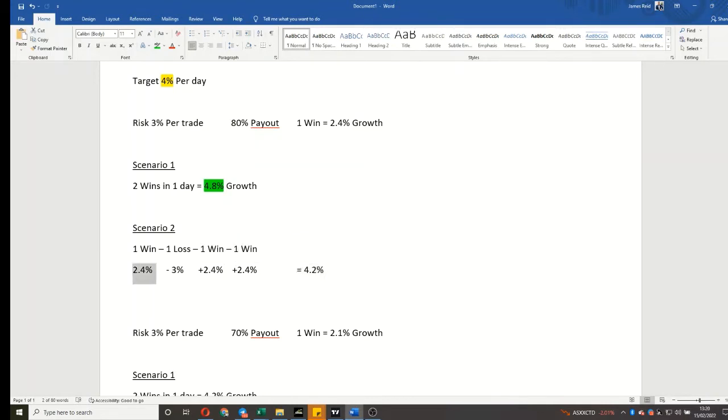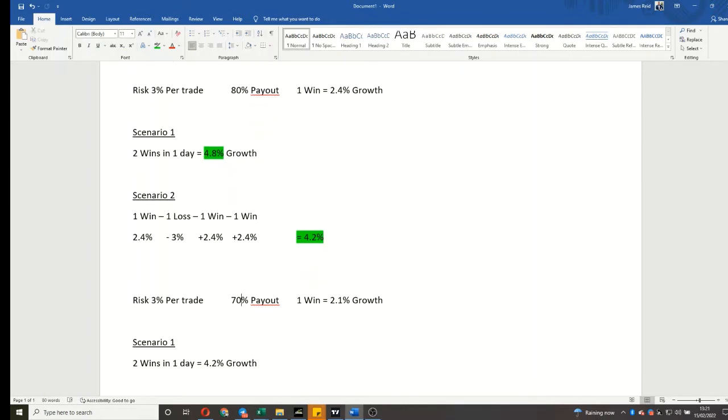Because for the first win, 2.4, minus the loss that you have, which will be minus 3%, because you're risking 3% per trade. So if there's a loss, you're going to lose 3%. And then you win the next trade, the third trade, and the fourth trade. So by the time you add all of these up, that's 4.2% growth, and that once again is your daily target. So whether you have 2 consecutive wins and you hit your daily target, or whether you have 1 win, 1 loss, 1 win, 1 win, either way, in both scenarios, you would have hit that 4% growth in a day. That's how you can achieve that.